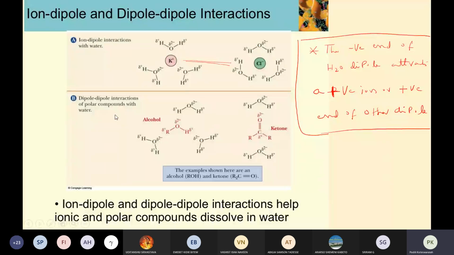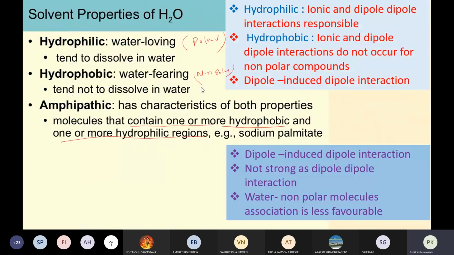In the same way, you can see in case of polar compounds like alcohol or ketone, the same thing. You can notice that they have the dipole type of interaction here. Because these polar molecules also have the dipole, they have the dipole type of interaction, whereas in this case ion dipole interaction. So that means these ion dipole or dipole interactions are responsible for the polar or ionic compounds to dissolve in water.